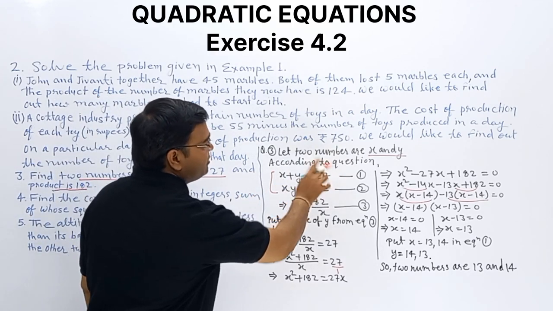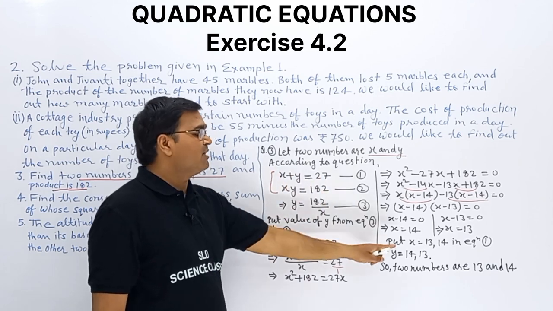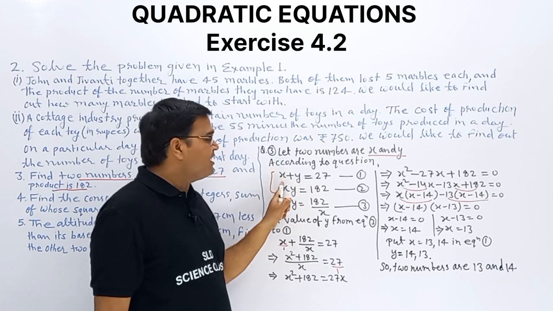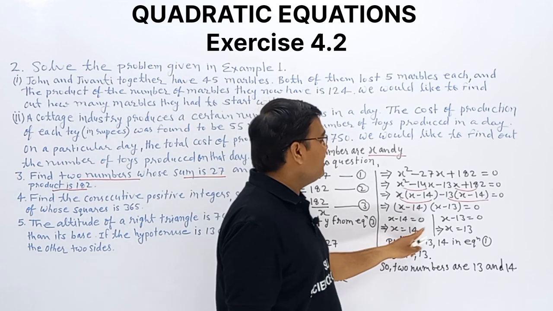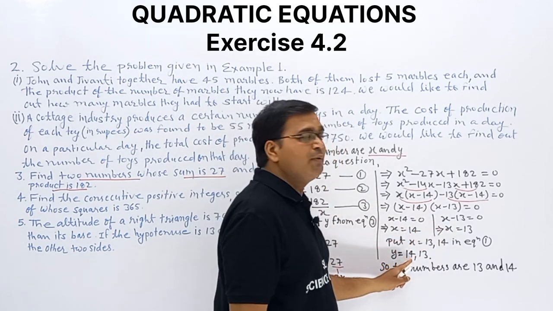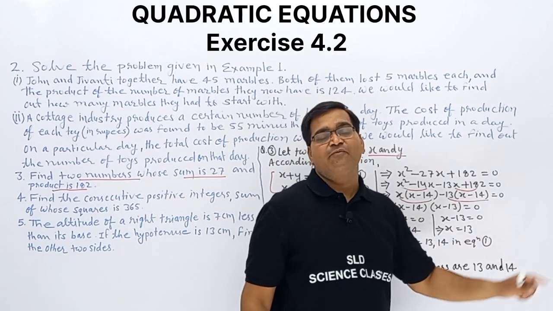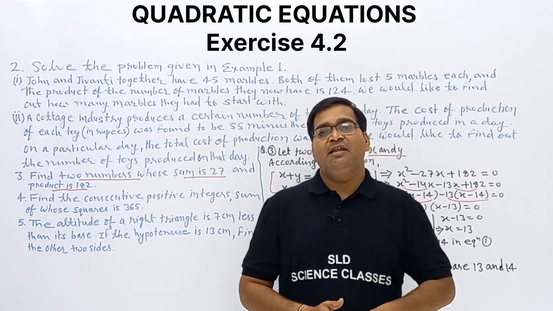14 will be subtracted from 27. 27 minus 14 will be what? 13. When we put x equal to 13, then y will be 14. So once we put 13 and 14 as x in equation number 1, we are getting two values, 14 and 13. So the two numbers are 13 and 14.